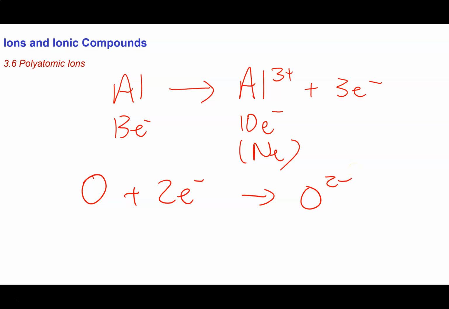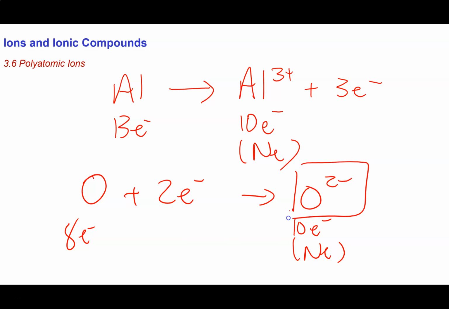So you get the idea, okay? Oxygen begins with 8 electrons, and after gaining 2, again ends up with 10 electrons, just like neon. So these things that we're talking about here are what we call monatomic ions. They're just a single atom that has lost or gained some electrons.